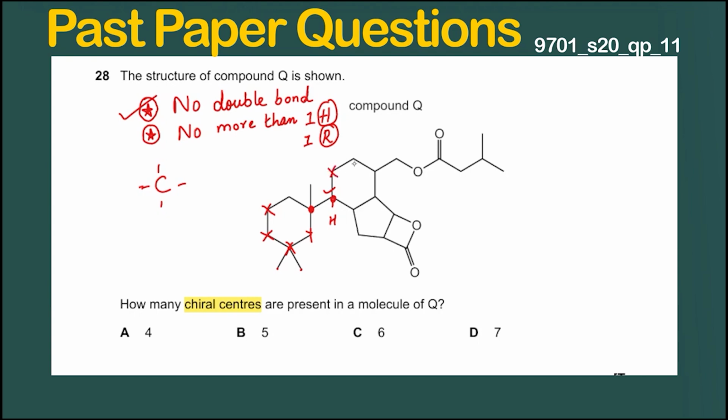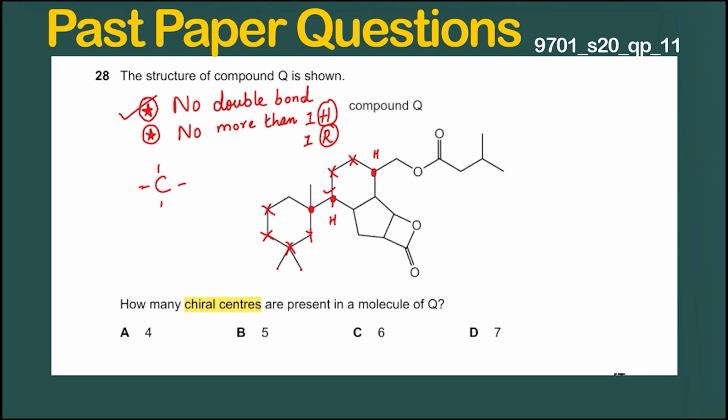Beta ji, this is not chiral because there are two hydrogens. This one carbon has one hydrogen. This group is different. This group is different. And this group is different. So that's why this carbon is again a chiral carbon.